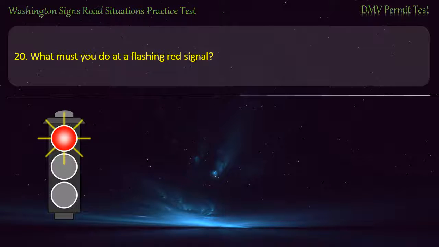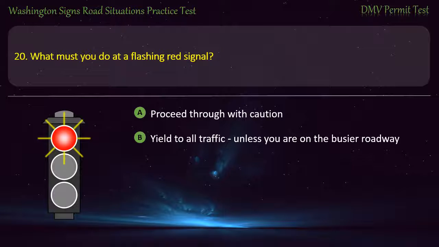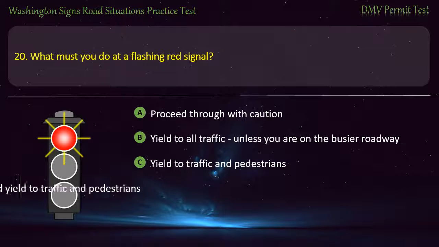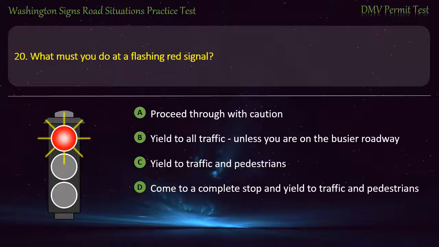Question 20. What must you do at a flashing red signal? Proceed through with caution. Yield to all traffic, unless you're on the busier roadway. Yield to traffic and pedestrians. Come to a complete stop and yield to traffic and pedestrians. Answer. Come to a complete stop and yield to traffic and pedestrians.